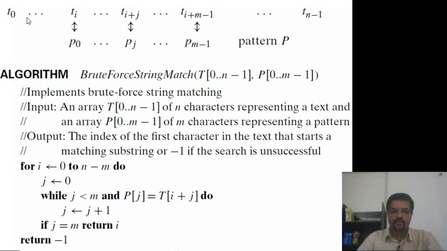So in this one, we try to match with every possible substrings of length m in the text with the pattern, right? So the first substring starts at 0 and it runs up to t of m minus 1 because it's of length m. And then second substring starts at t1 and then runs up to tm. Third one starts at t2 and then runs up to tm plus 1. Likewise, the last one will start at tn minus m and runs up to tn minus 1. So there are n minus m plus 1 substrings to be precise, right?